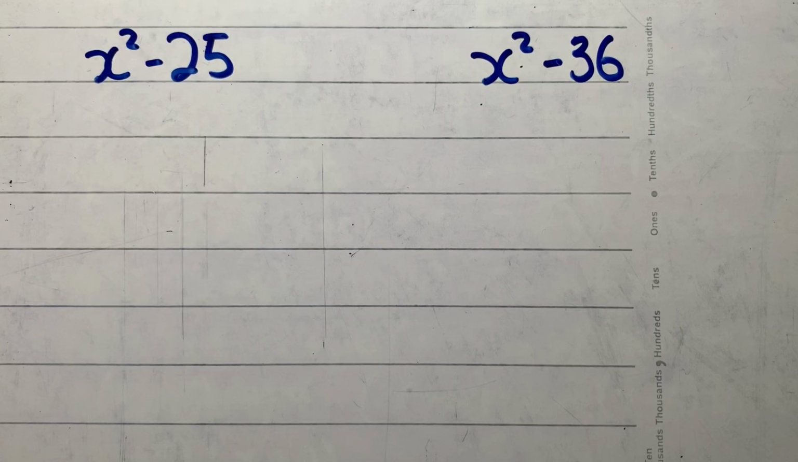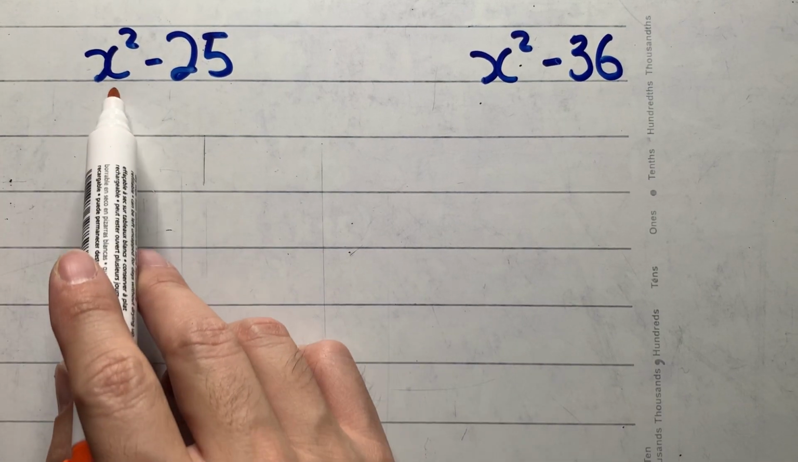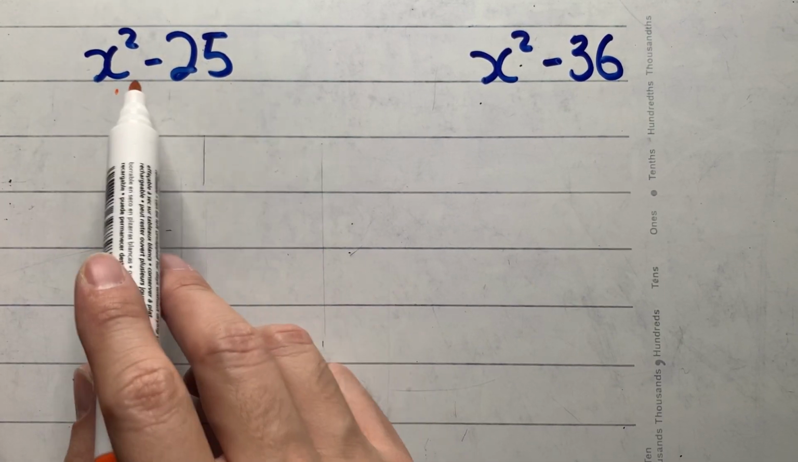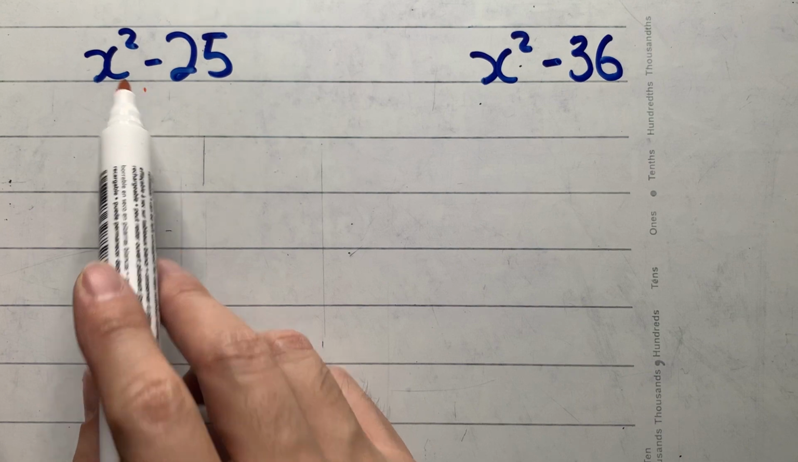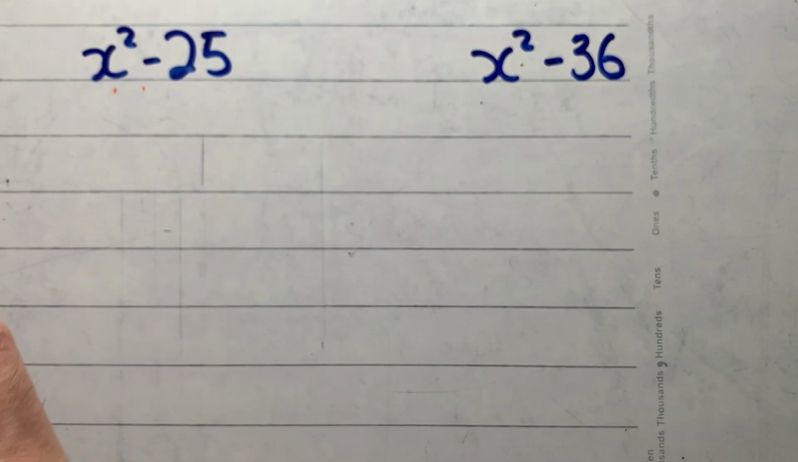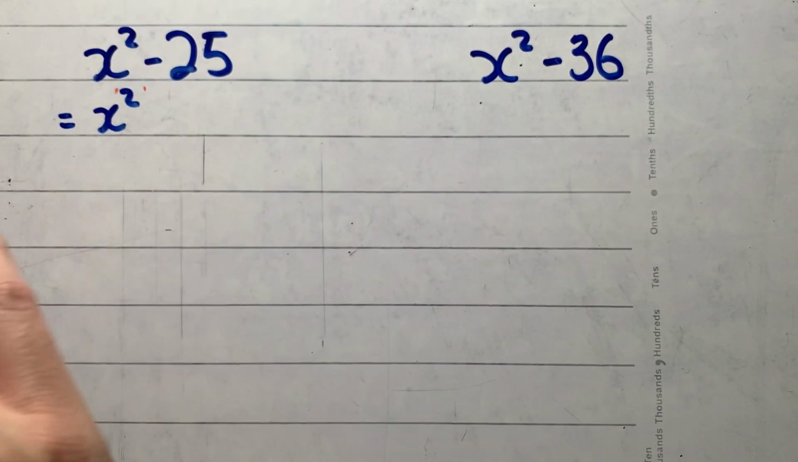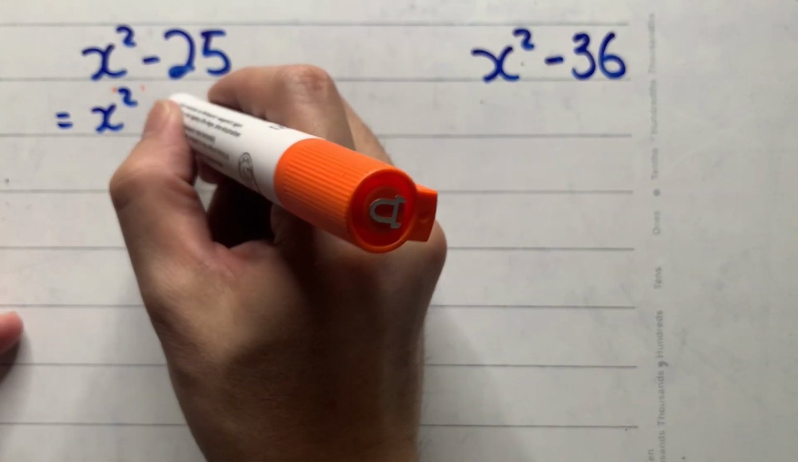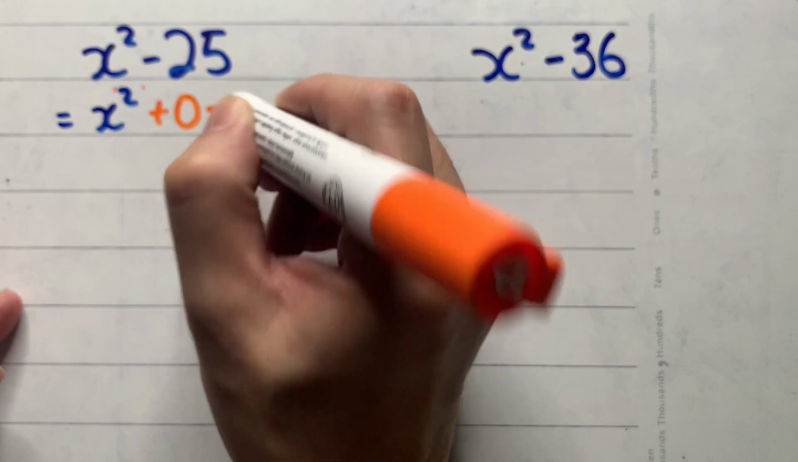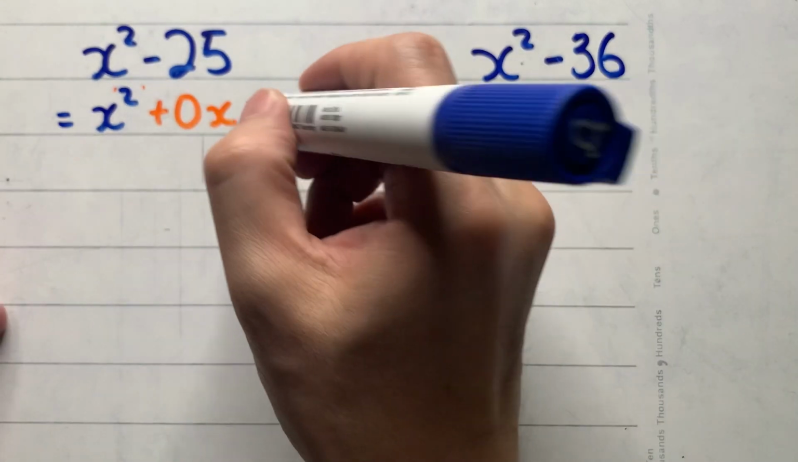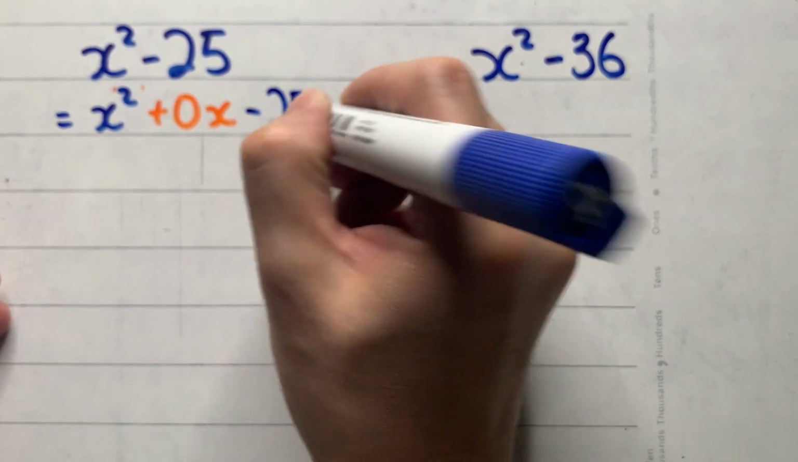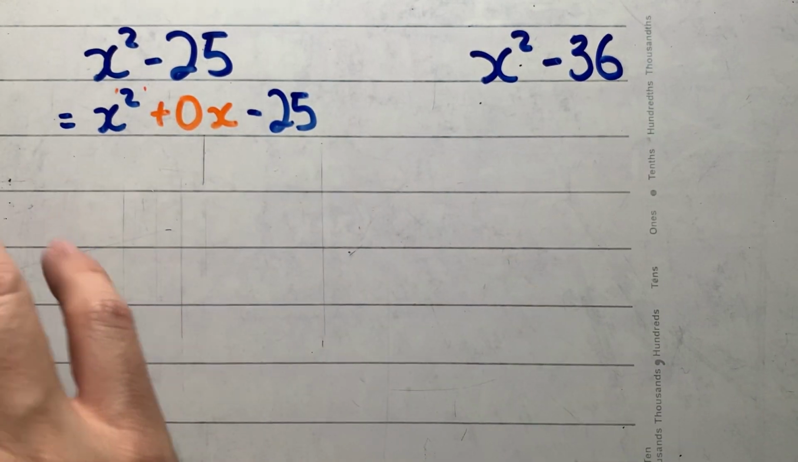Well, this is a slightly different factoring because this is a quadratic, but is not a trinomial. In fact, it's missing the middle term, but we can turn it back into a trinomial by adding in the middle term, which has a coefficient of 0. When we look at this, then it's pretty easy.